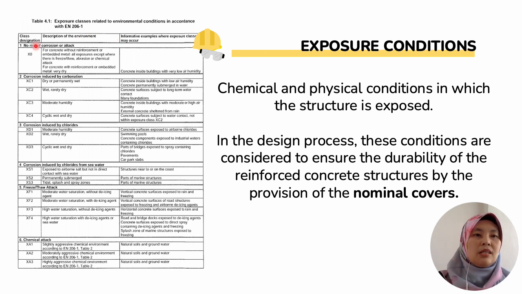So we can see that we have the class designations. We have X0, XC1, XC2, and so on, which is based on the description of the environment. So we have no risk of corrosion or attack, then we have corrosion induced by carbonation and so on. This is the table in Eurocode 2 which has to be referred to in order to determine whether we require a thick nominal cover or not.